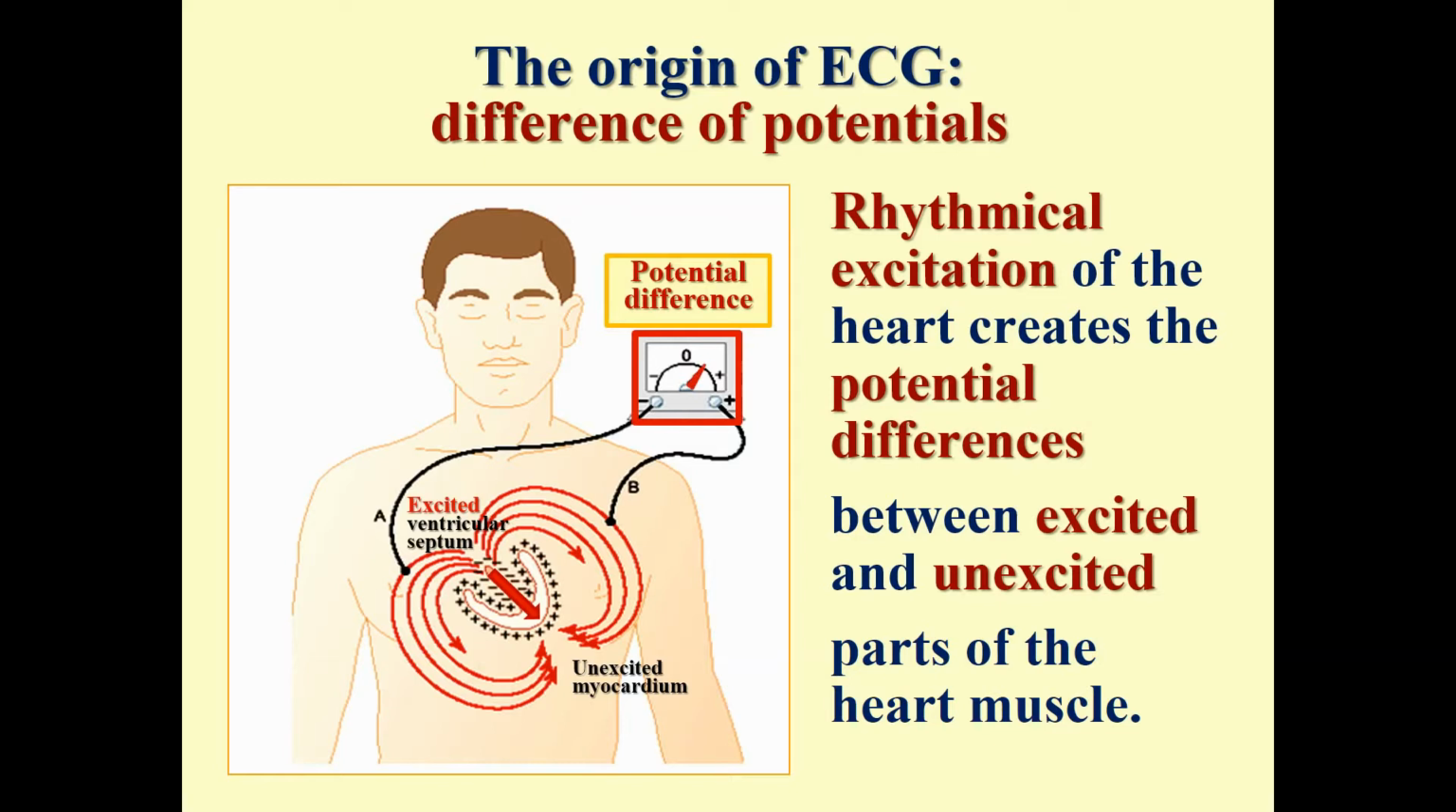Actually, points A and B are approximate, but they approximately correspond to the measurement of the difference of potentials between the right hand and left hand. Practically this corresponds, so the difference appears.